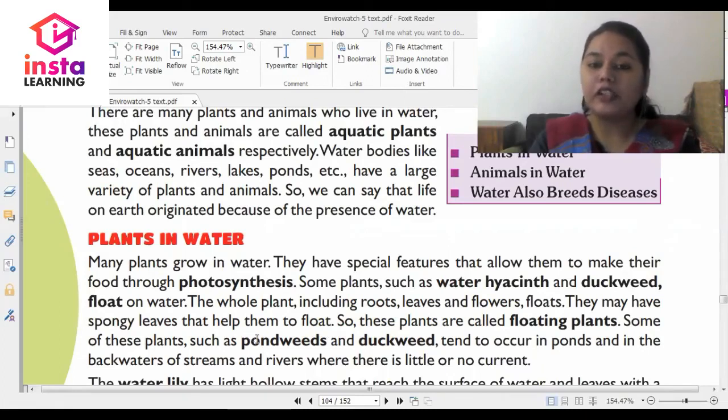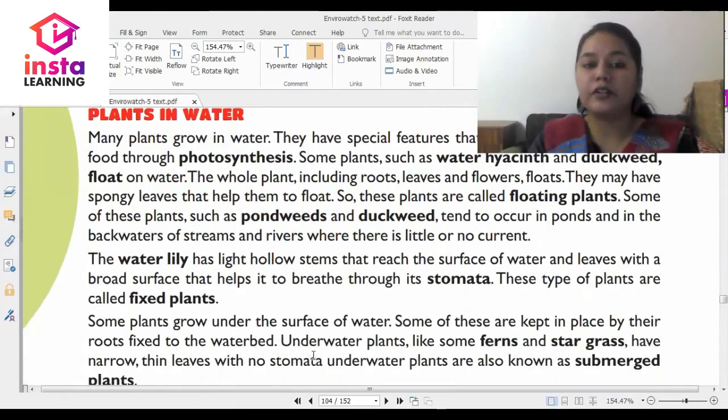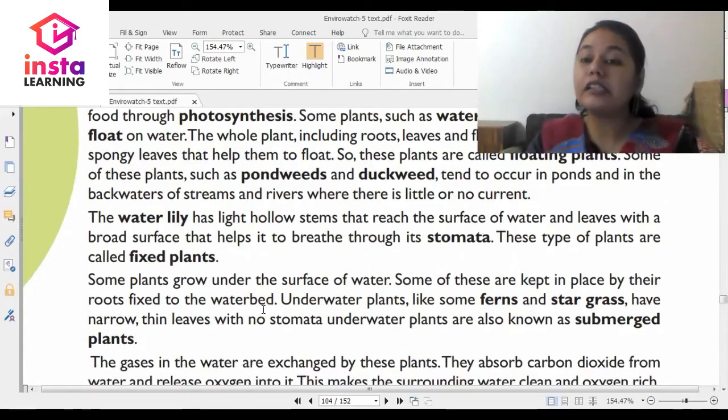Some of these plants, such as pondweeds and duckweeds, tend to occur in ponds and in the backwaters of streams and rivers where there is little or no current. Then you have water lily, which I'm sure most of you would have seen. It has light hollow stems that reach the surface of water and leaves with a broad surface that helps it to breathe through its stomata. These types of plants are called fixed plants because they stay at a particular place in water. They do not float.